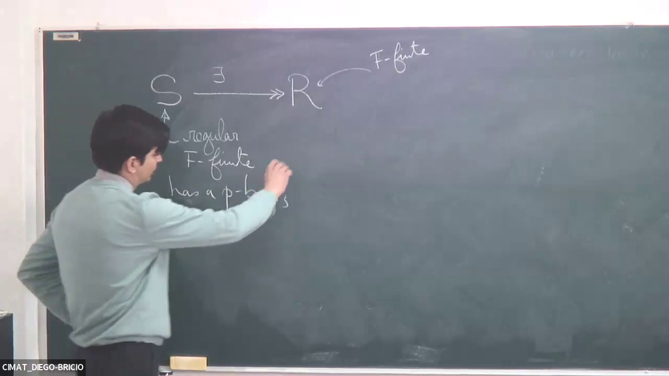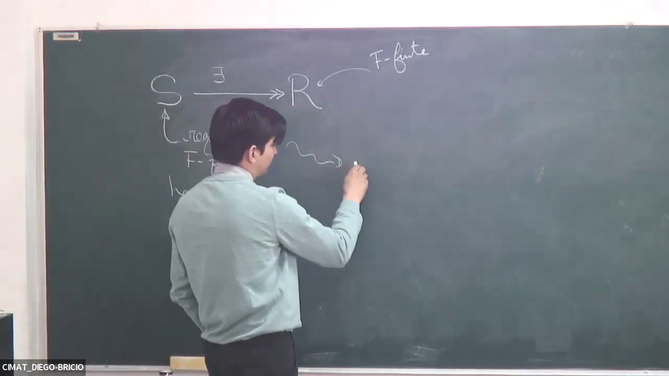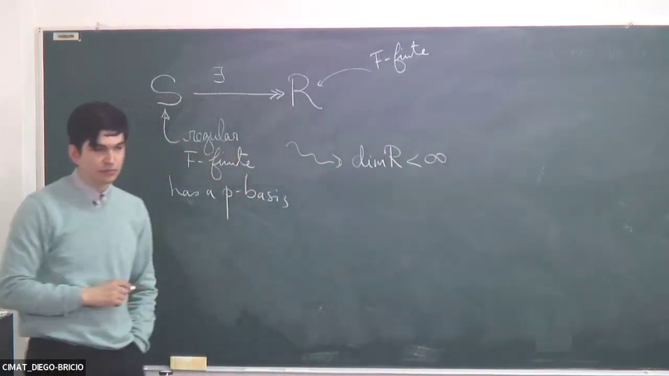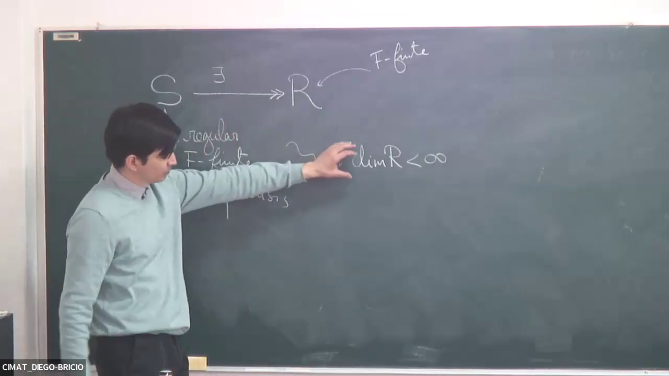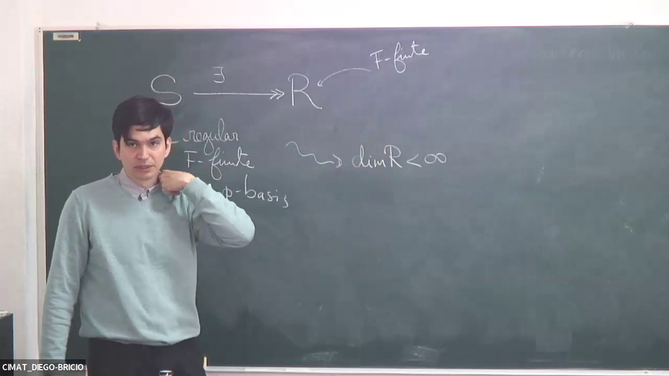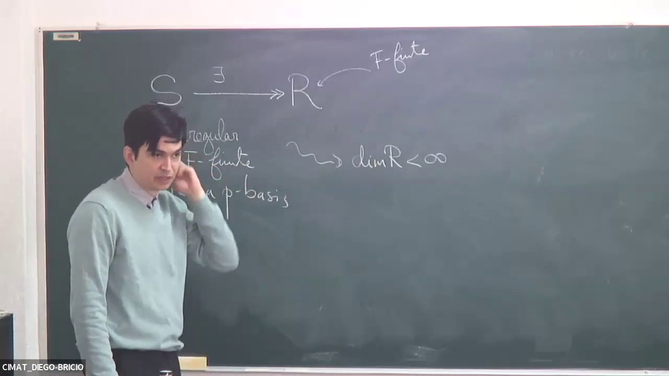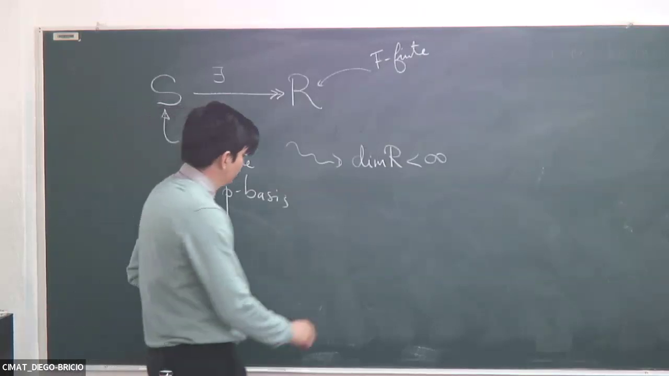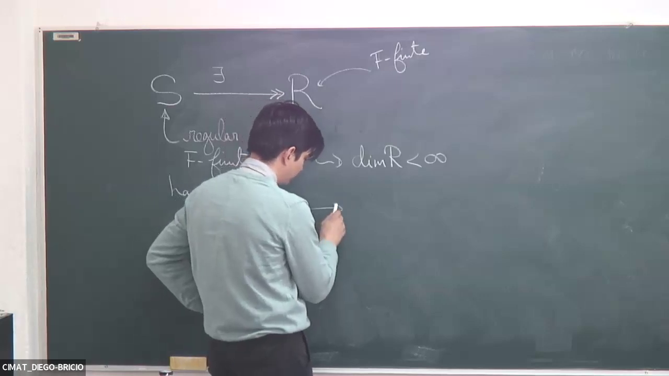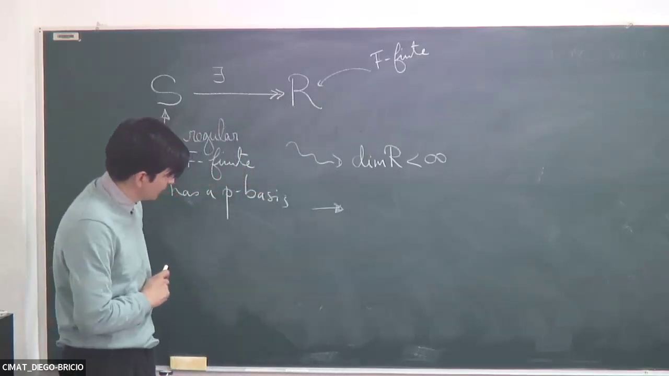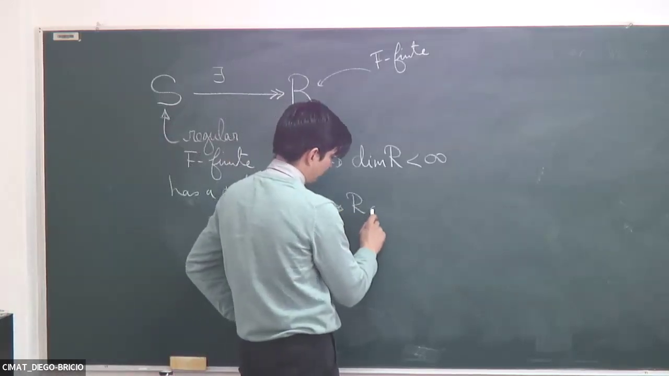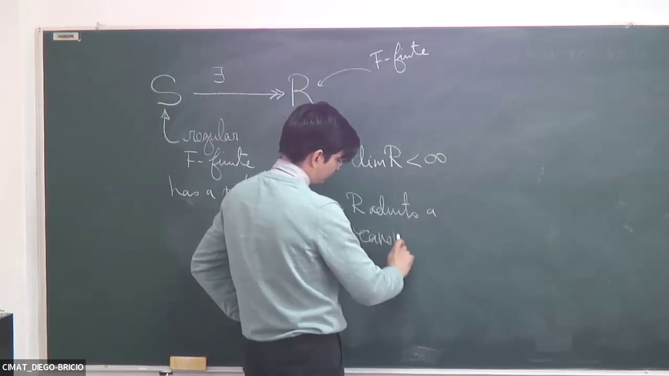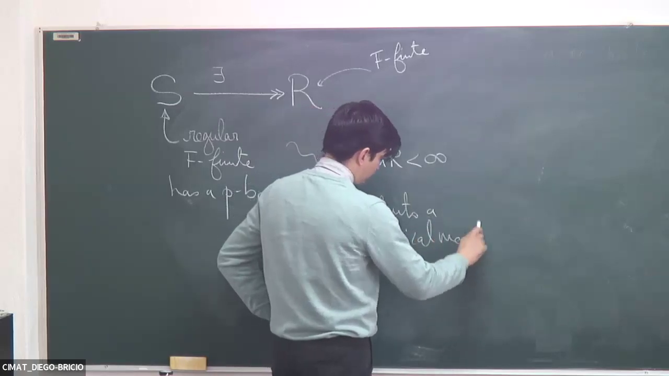So the cool thing about this is that it tells you that the dimension of R is finite. So finiteness imposes a very strong condition on the ring that, for example, Noetherianity by itself cannot give you. And the other thing, I didn't mention this, is that R admits a canonical module, the module omega R.